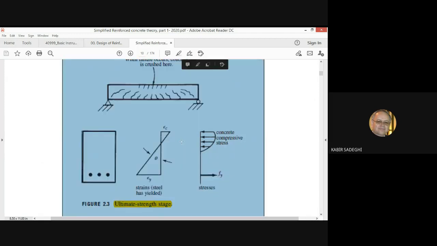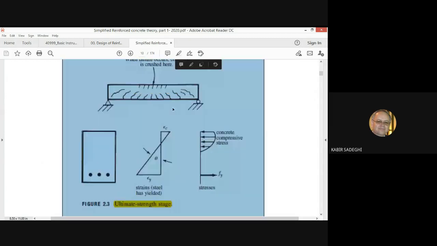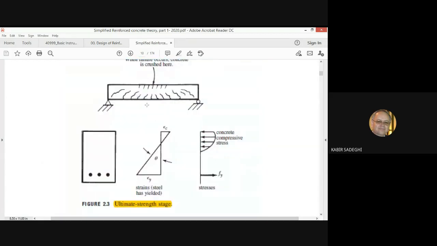And if you continue, in addition to the crack in the tensile zone, you will see cracks in the compression zone as well, and it goes to the failure. We never accept cracks in the compression zone in the design. In the tension zone, we partially accept them because we use steel there.